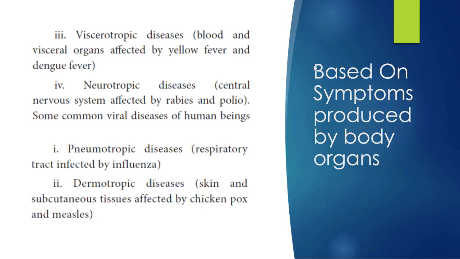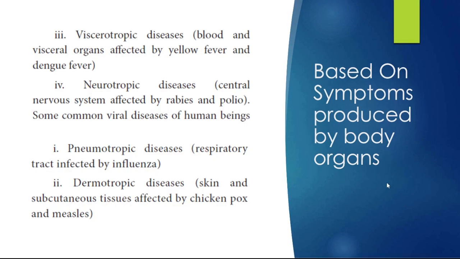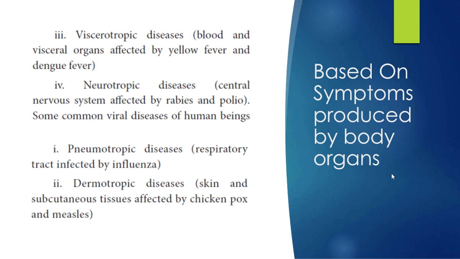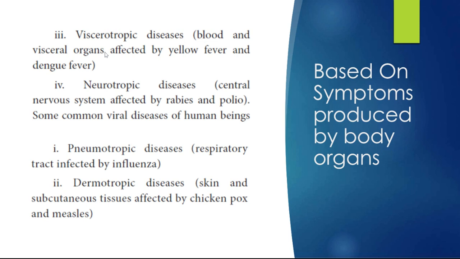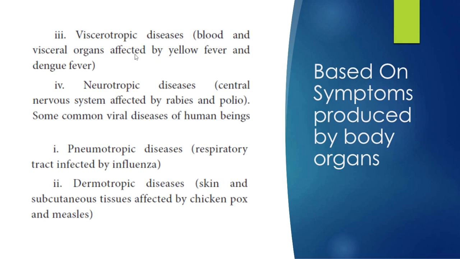Okay. So let us see some of the types based on the symptoms produced in body organs. According to where the symptoms appear, we can classify the viral diseases into four categories. One is called viscerotrophic diseases. Viscerotrophic means visceral organs. Visceral organs means blood and some of the organs which are internally present. Viscerotrophic means which affects the visceral organs as well as blood. For example, yellow fever and dengue fever.